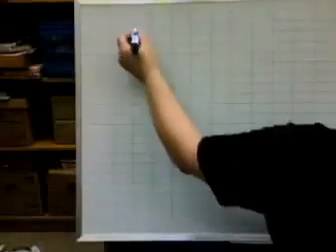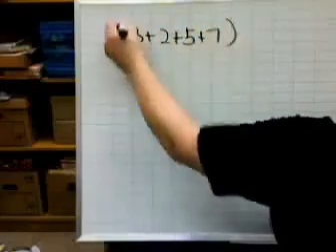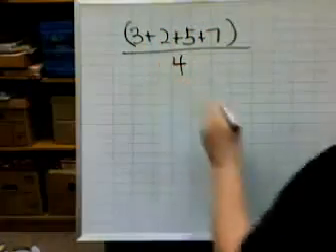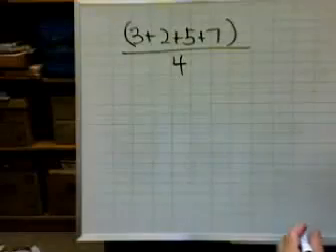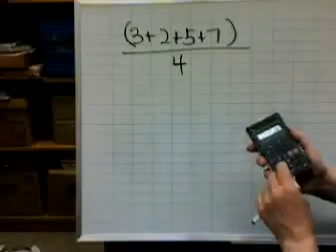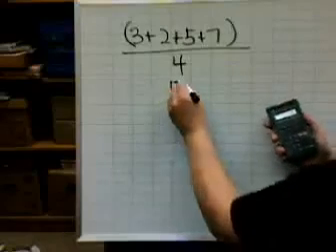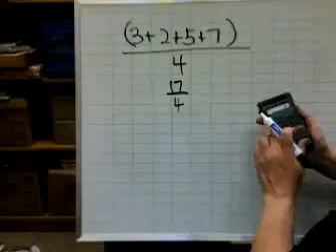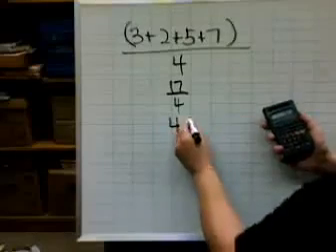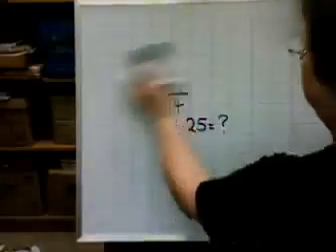Okay. We've got 3 plus 2 plus 5 plus 7 in parentheses over 4. If these were measurements, this could be getting an average. 3 plus 2 plus 5 plus 7 equals 17. So 17 over 4, divide by 4, and we get 4.25 equals question mark. That's correct.